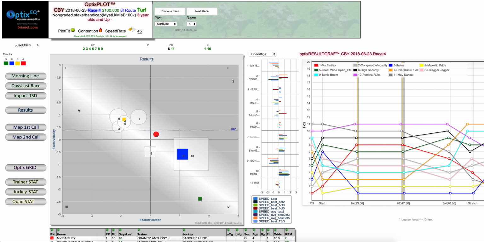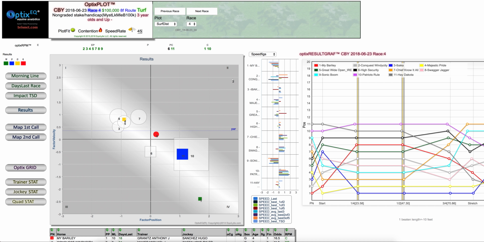When you see some of these horses in quadrant 1 that you think might be pressing, not only look for red, like "lone," they do their best running when they're on the lead by themselves. But the other thing you want to look for are keywords like "dual" and "press," and see how they do.